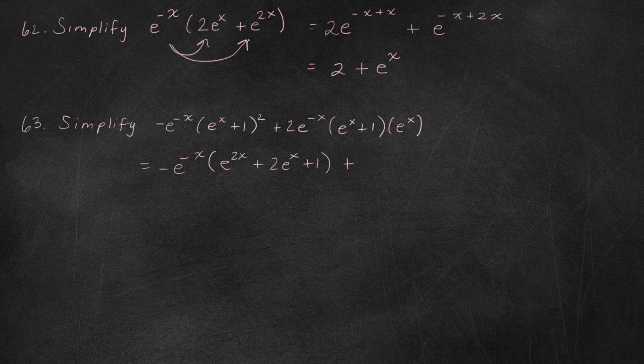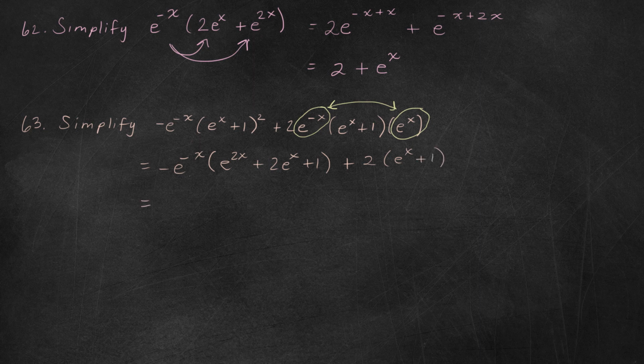Plus, in the second term here, I'm going to do e to the negative x times e to the positive x first. I'm going to multiply these two together. When I add the exponents, I get e to the power 0, which is just 1. So I have 2 times e to the x plus 1.